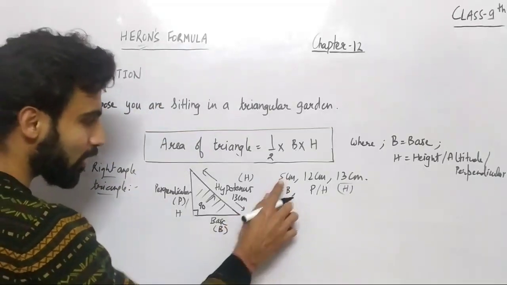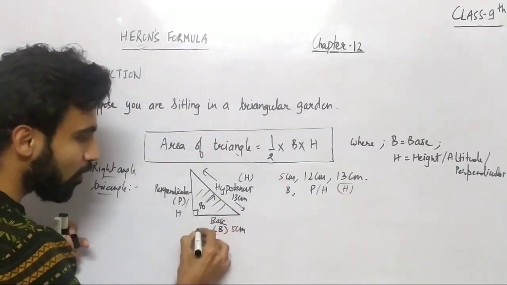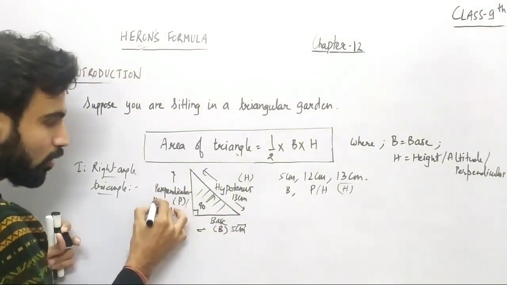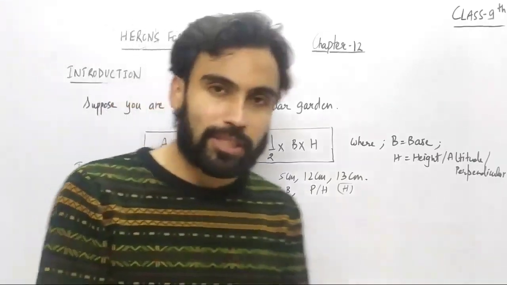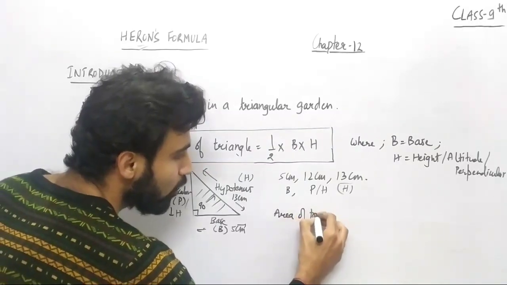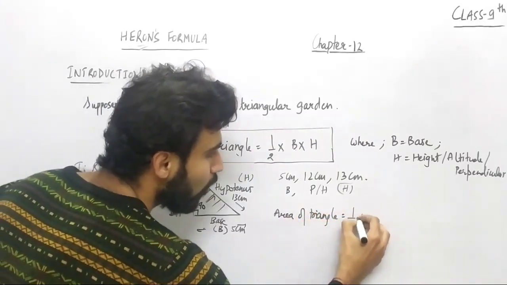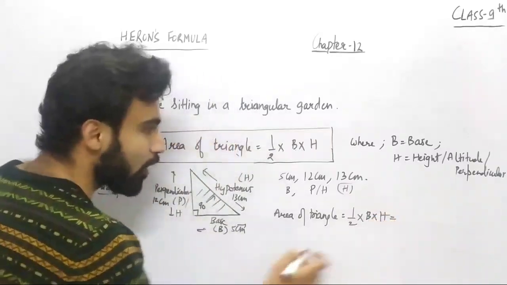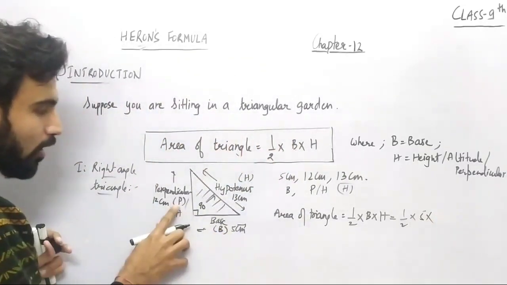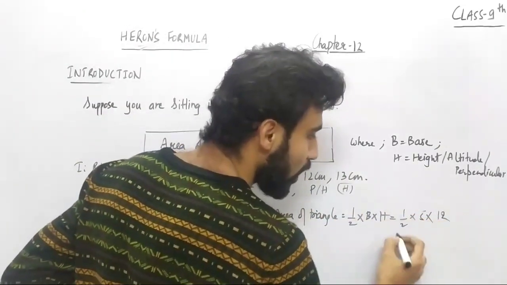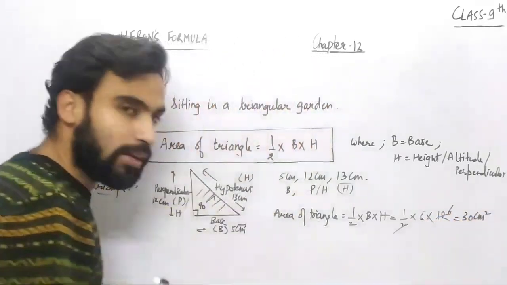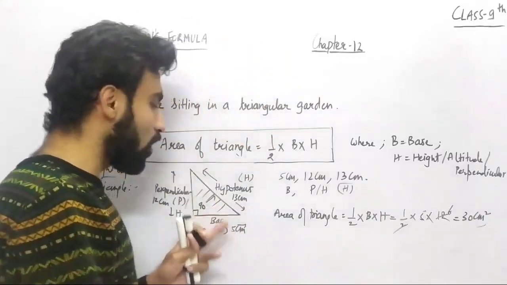So here, you can see, the base we have taken as 5 centimeter. Here you can see the perpendicular we have taken as 12 centimeter, right? So you can see we have taken all three sides. Now let me just find out the area of this triangle, right? So area of triangle is half into base into height. So here you can see the base is 5 centimeter, and the height is 12 centimeter, right? Now 2 sixes are 12, 5 into 6, that is going to be 30 centimeter square, right? So this is going to be the area of this right angle triangle.